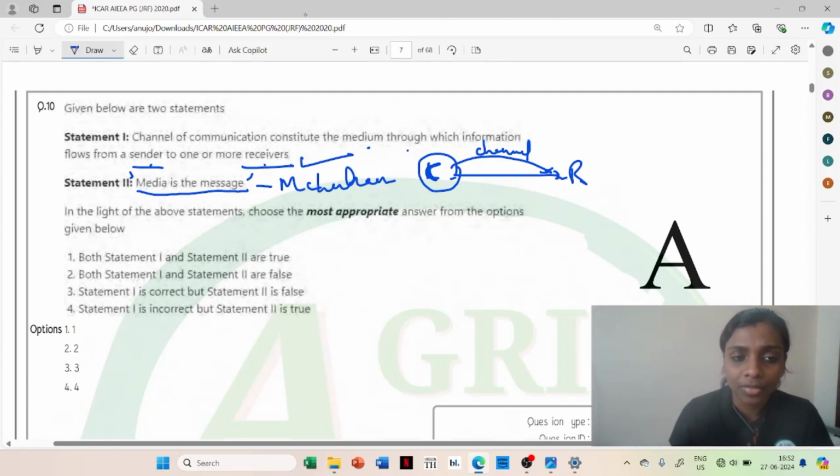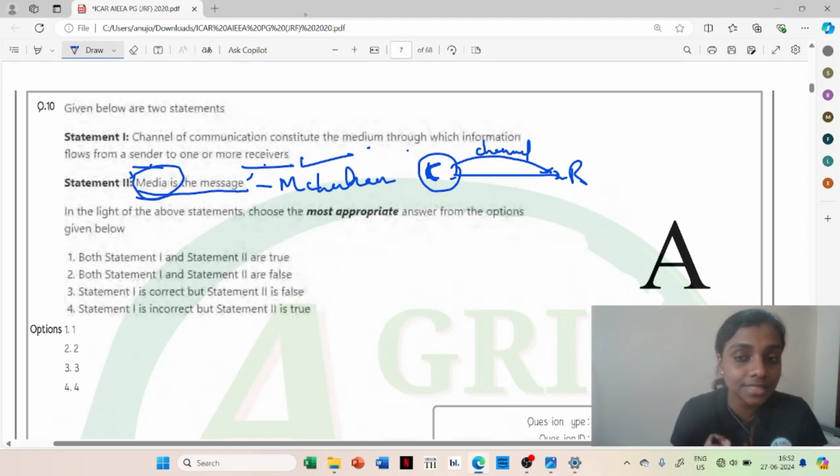Media is the message. By that he means when you are studying a communication process, give more emphasis or importance to the media than the content provided through it. For example, if you listen about a crime scene or crime news through television, a large number of people at a time get to know about the news, and it will create more impact on them.